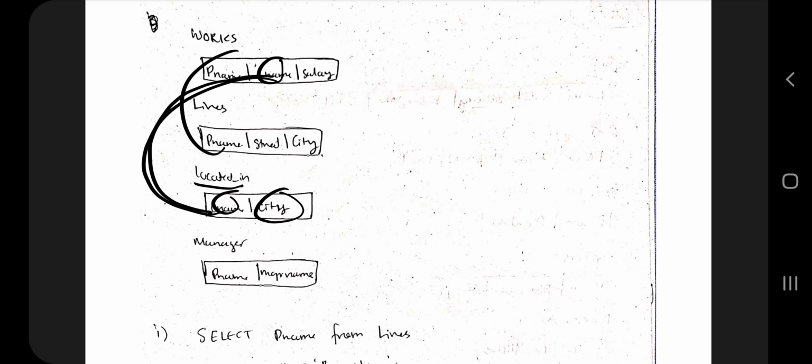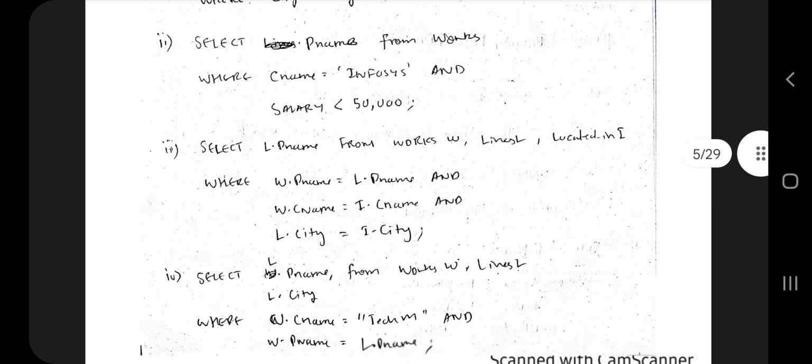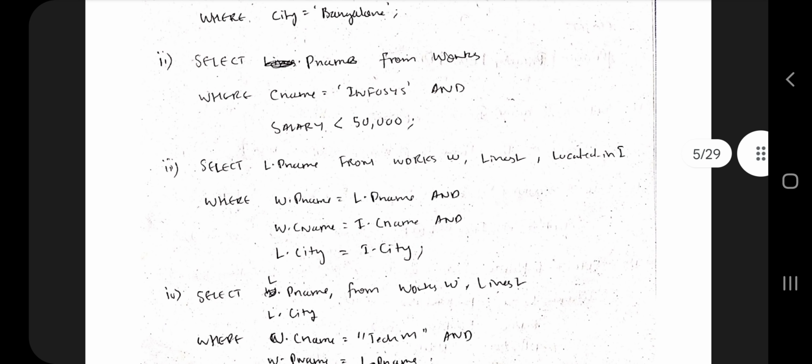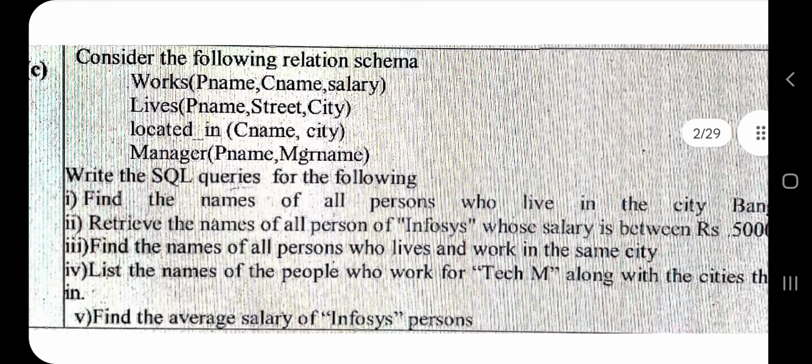After you have connected these two, like works.c_name is equal to located_in.c_name, after that lives.city is equal to located_in.city. Okay, these three conditions you specify. So that was about the third query. Let's move on to the fourth one.